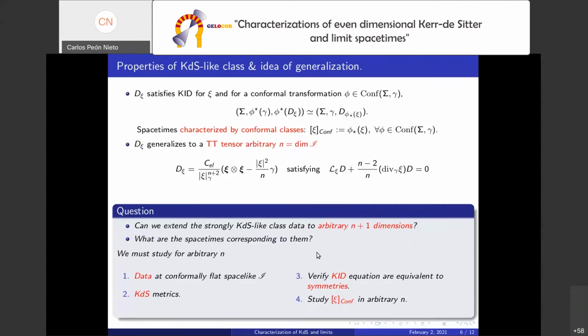And before giving this extension to more dimensions, I will have to discuss briefly these topics here: the data at conformally flat spacelike scri for more dimensions, and the generalization of the Kerr-de Sitter metrics. We must verify that the KID equation is equivalent to symmetries also in more dimensions, and the KID equation is going to be this one for dimensions bigger than 4. And we have also to study the conformal classes of conformal vector fields in arbitrary dimensions.